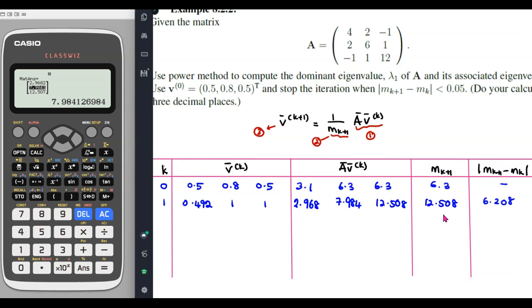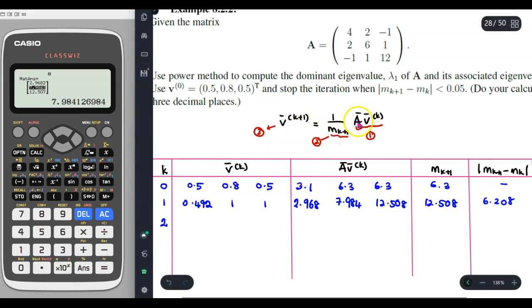Okay, you can compute the difference between two consecutive m. And we can see now this is still far greater compared to this 0.05. So it means we need to proceed. Up to this, you are basically done up to this second computation. So we need to proceed to the third one here to get vk plus 1. Your vk plus 1 is supposed to be the third row, when k equals 2.